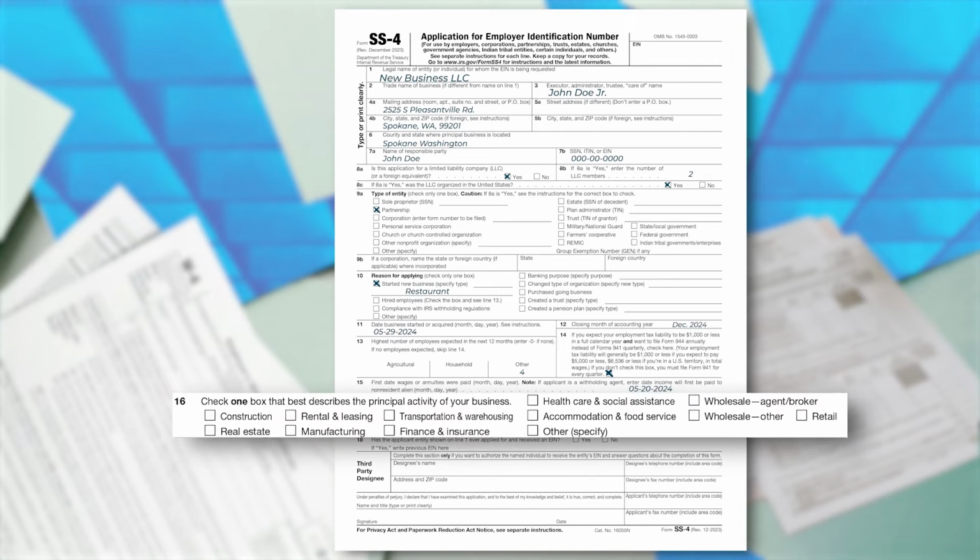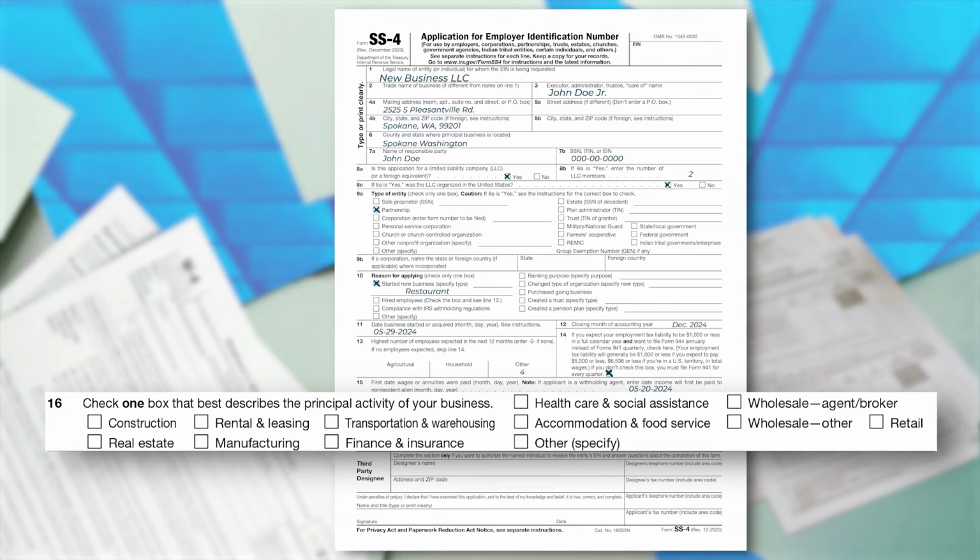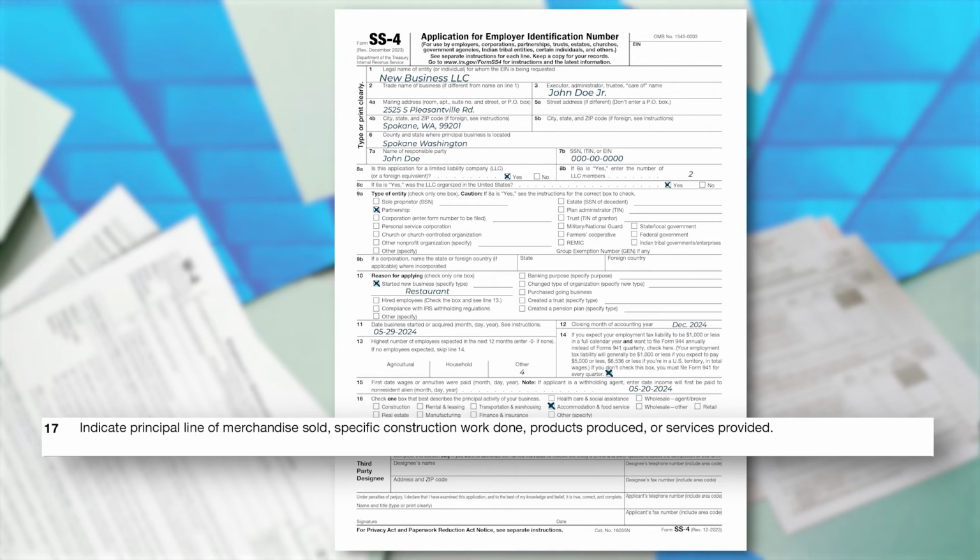Check the box that best describes the nature of your business for line 16. If none seem to apply, select Other and write something in. Line 17 is asking a bit more about your business. So if you put restaurant on line 10, you might put health-conscious meals to go in this section.